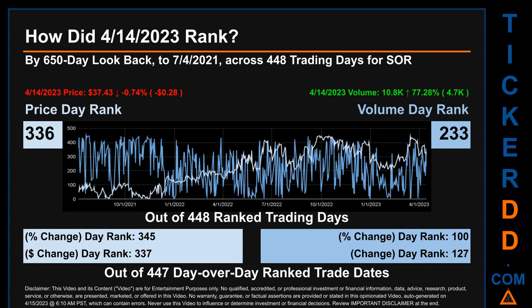The line graph overlays price and volume's daily ranking, as shown respectively in light versus dark blue, across those target days' trading days. In this view, essentially the dips are good whereas the spikes are bad. The price's day-over-day percentage change, dropping -0.74% on April 14, 2023, had a day rank of 345 while its dollar difference of -28 cents had a rank of 337 when compared day over day across 447 trading days. Volume's percentage change and difference were ranked respectively at 100 and 127.